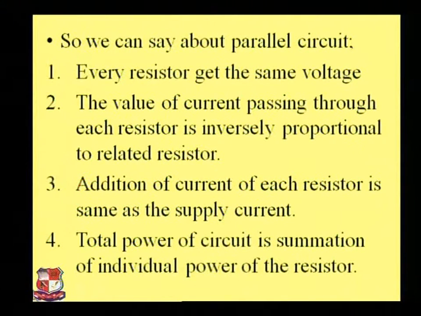The total power of the circuit is the summation of the individual powers of the resistors: P equals P1 plus P2 plus P3. The summation of all the power losses in the individual resistors is equal to the total power loss. These are the truths for n parallel resistors. Now let us move to the next question.